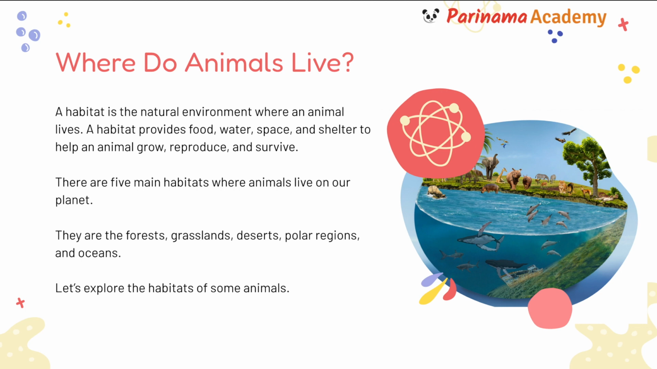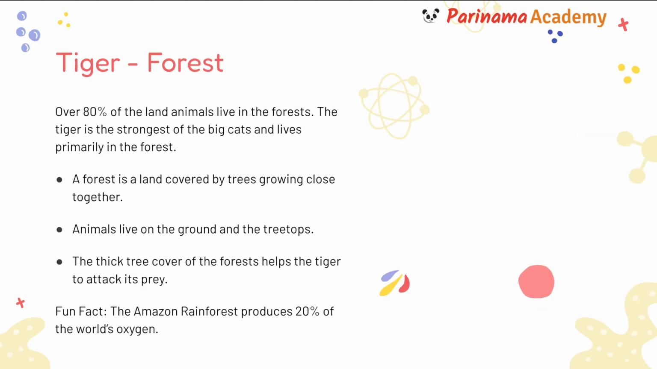There are 5 main habitats where animals live on our planet. They are forests, grasslands, deserts, polar regions, and oceans. Let's explore the habitats of some animals.